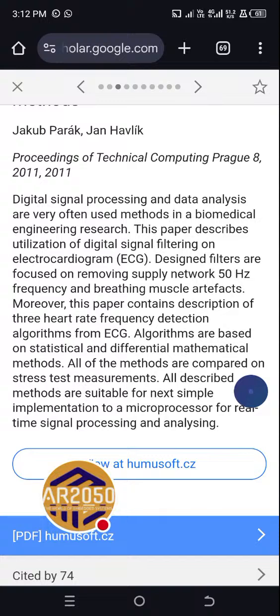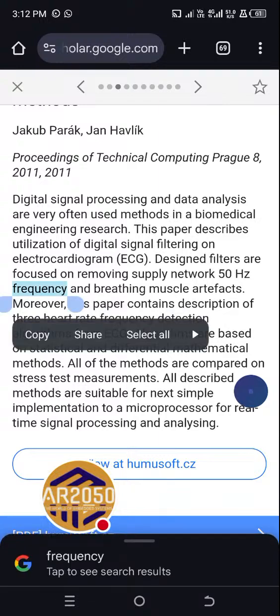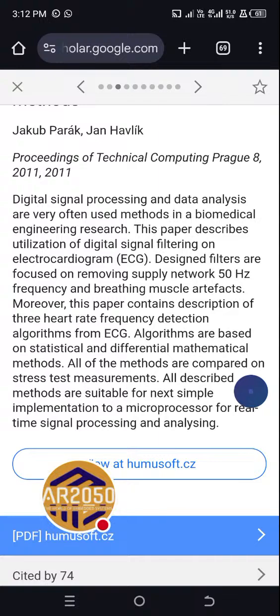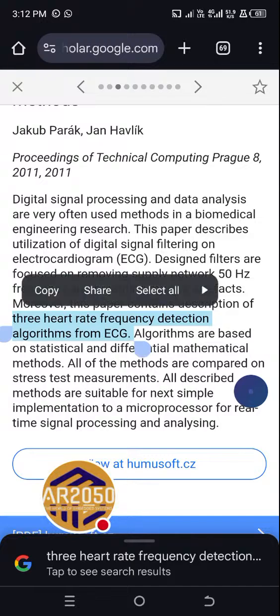Obviously the person is breathing, and that breathing causes your chest to move, and that movement makes changes in the ECG signal. So you have to remove that breathing muscle artifact from the ECG signal before you can actually get the heart rate and the heart related PQRS complex. Moreover, this paper contained a description of 3 heart rate frequency detection algorithms.